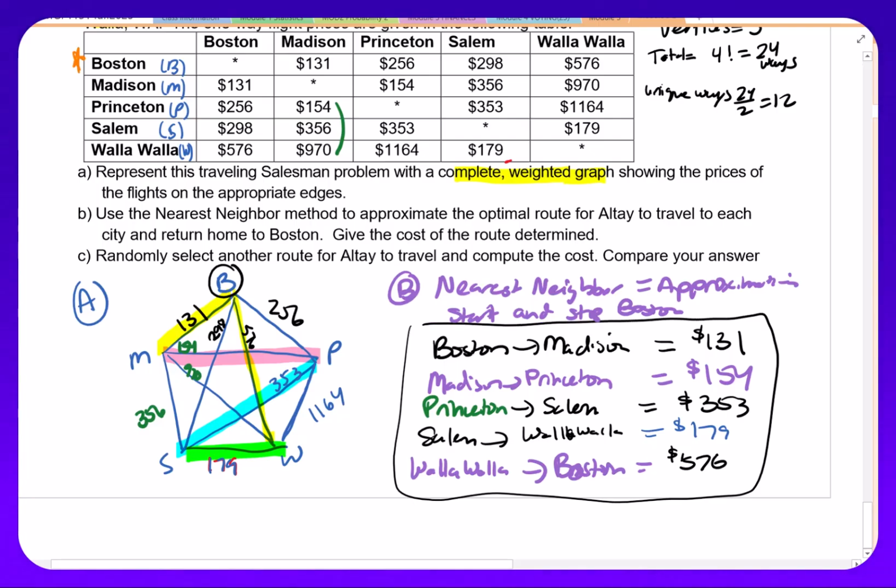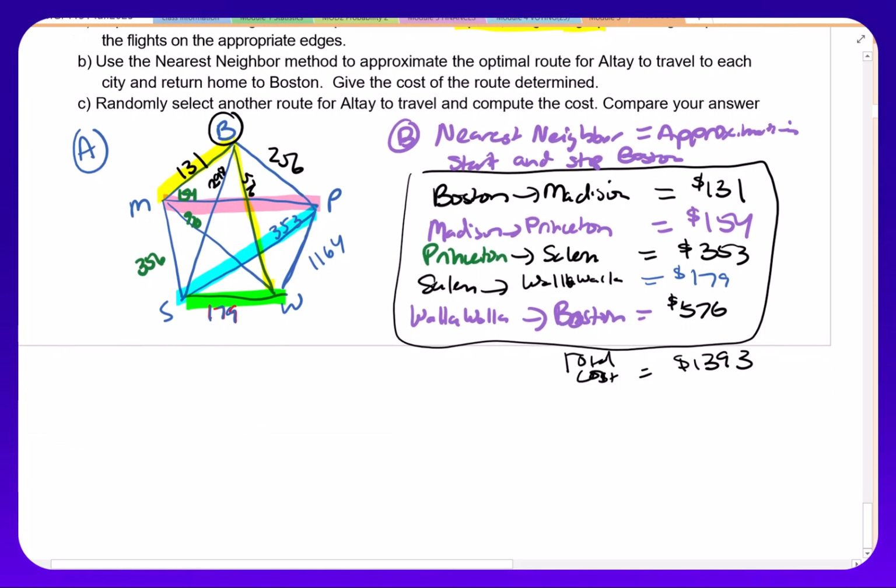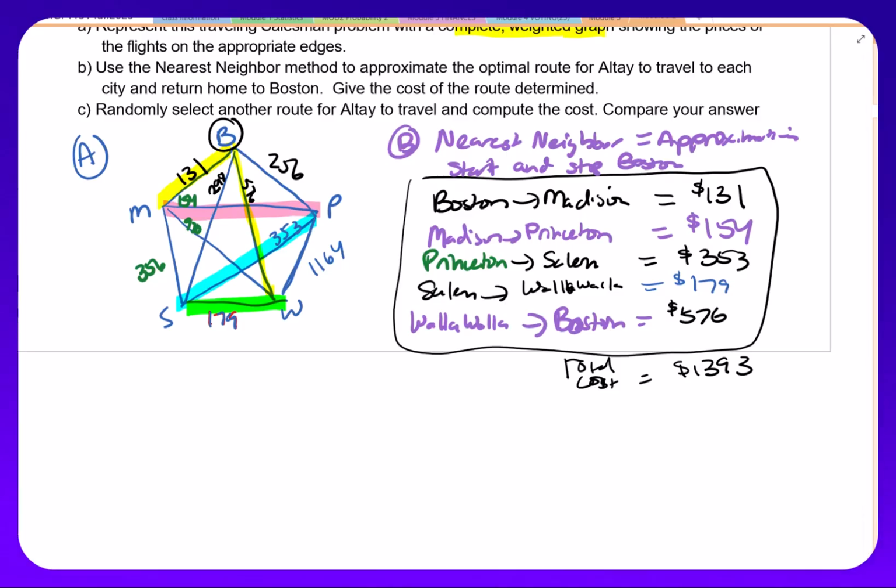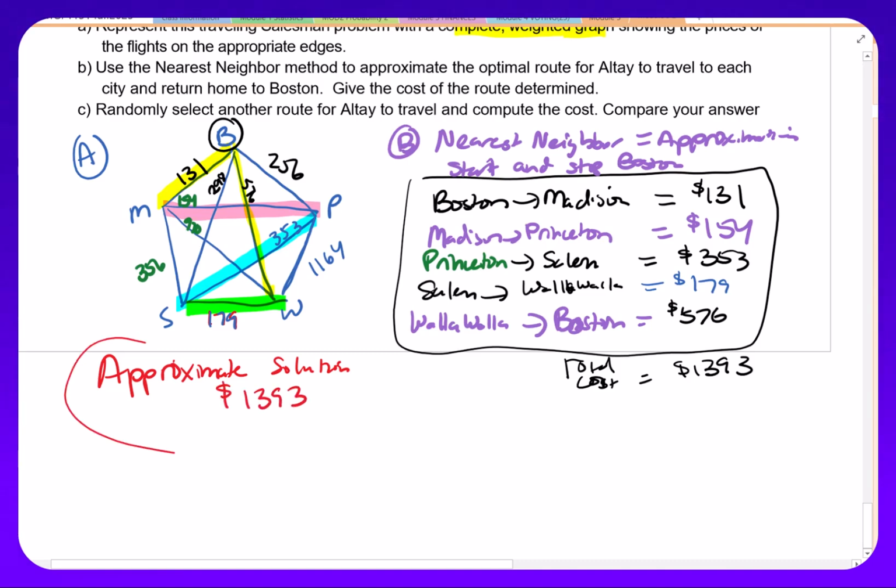So this is how you could label it and show me your work. You could either go, again, left to right, or you could set it in a chart in this form. But if we add up the total cost for these pieces, we would put those numbers in our calculator, and we would get a total cost of $1,393. This is the approximate. So the approximate solution is $1,393.